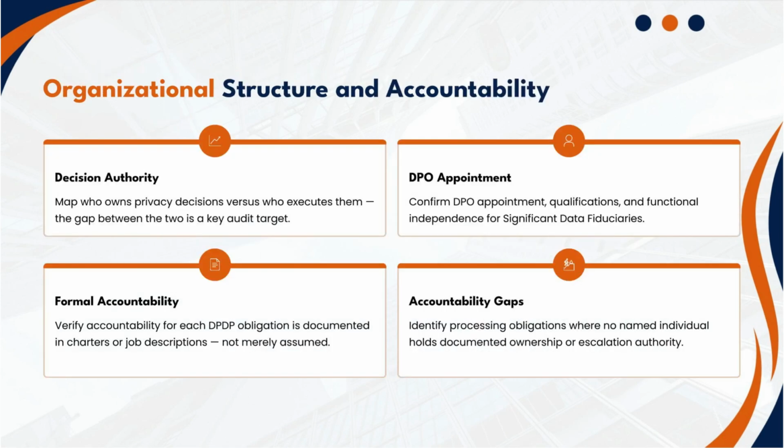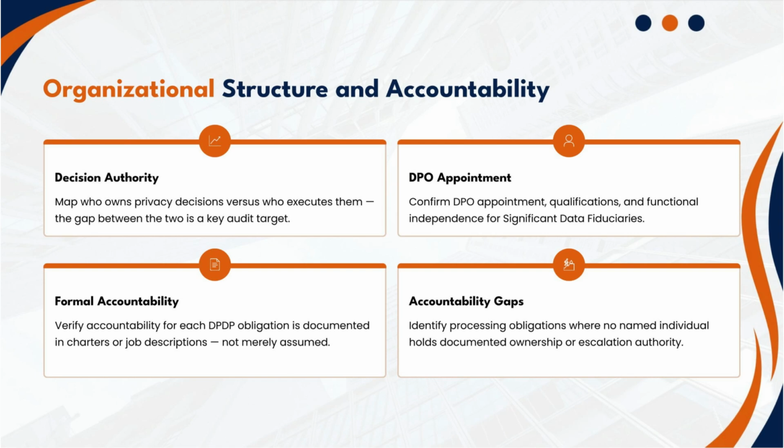Now let us talk about who is actually responsible, and I want to warn you this gets slippery fast. Here is the pattern I see constantly. You ask an organization who owns privacy and they point at the org chart. There, that box, the data protection officer. But here is the question that matters. Does that person have authority or just a title?